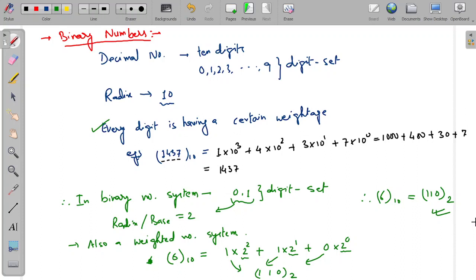We will also see this conversion in detail by a different method, but right now the point is that we can convert one number into a different number representation.